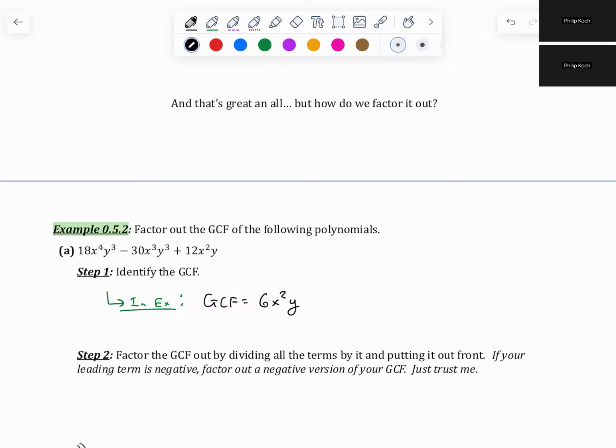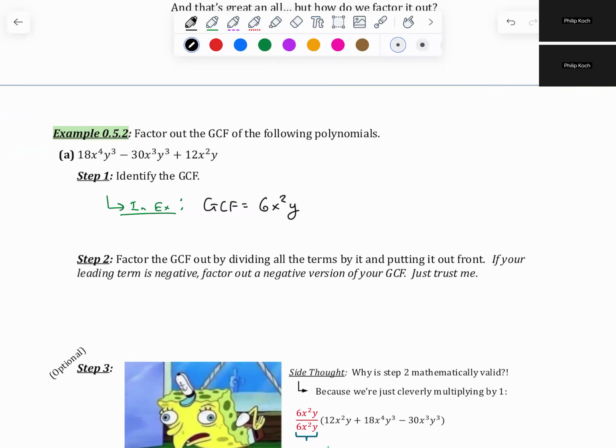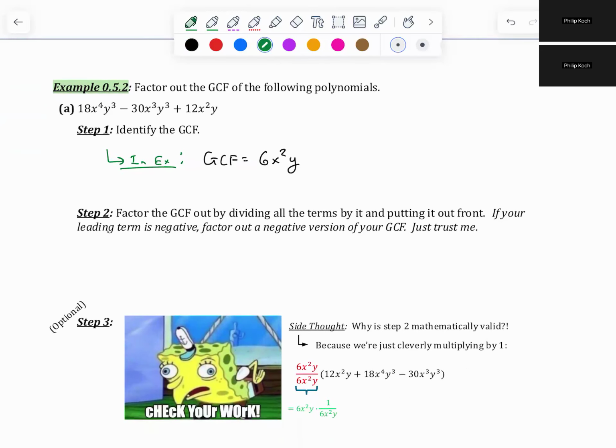There's not a problem. You might notice that there's more factorization that needs to be done. That's okay. So once you've identified the GCF, what you're going to do is factor it out by dividing all of the terms in the polynomial by it and putting it out front. So what that looks like in practice, and you start not having to write this step and go immediately to the final part of this step, and I'll show you. But so we're going to put a 6x squared y here.